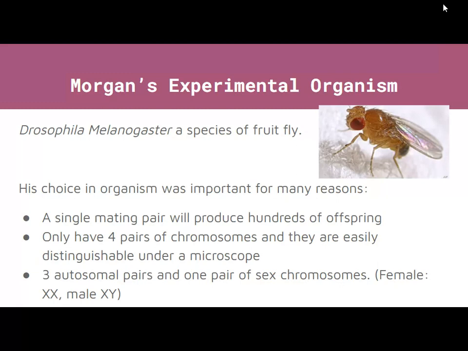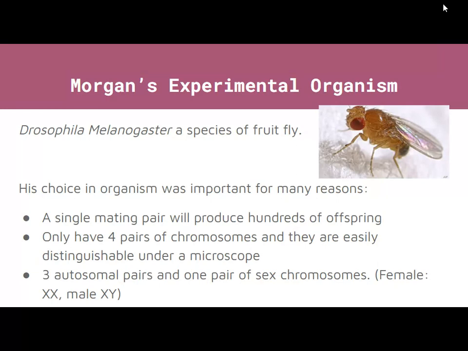First things first, a single mating pair will produce hundreds of offspring. So no matter what happens, he will always have access to their babies. And it's really easy to see percentages in large numbers. So if he was tracking the frequency that an allele showed up, specific percentages in a large population are easier to obtain.